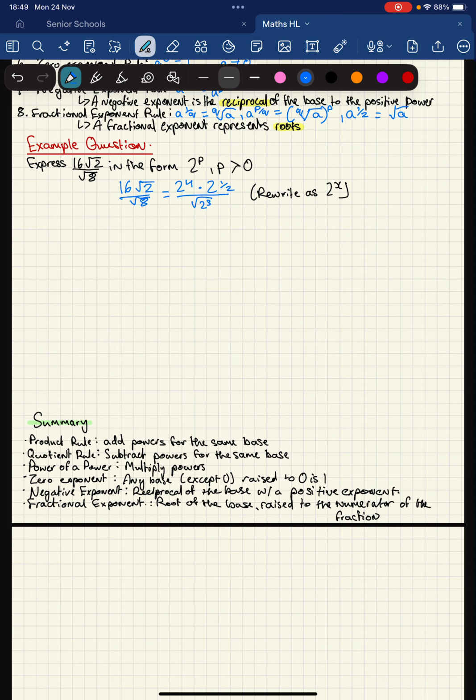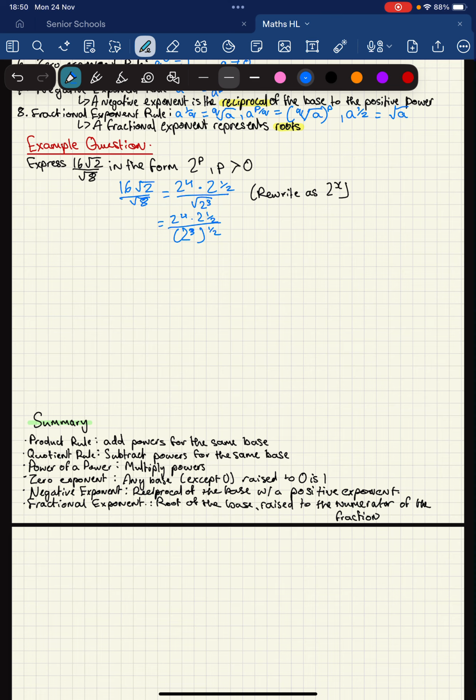So our next step here is we want to get 2 to the power of 4 times 2 to the power of a half, over 2 to the power of 3, to the power of a half. Now, the power of a half is just your root symbol here.